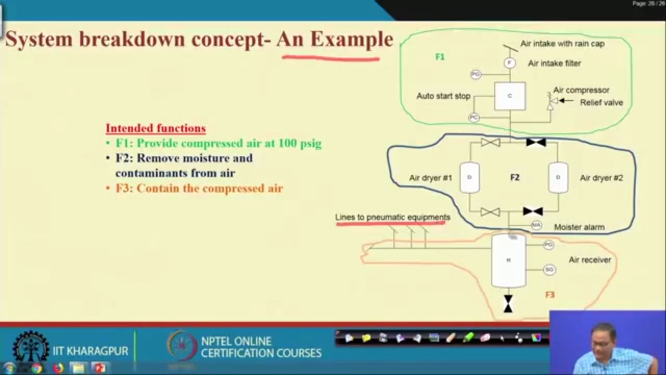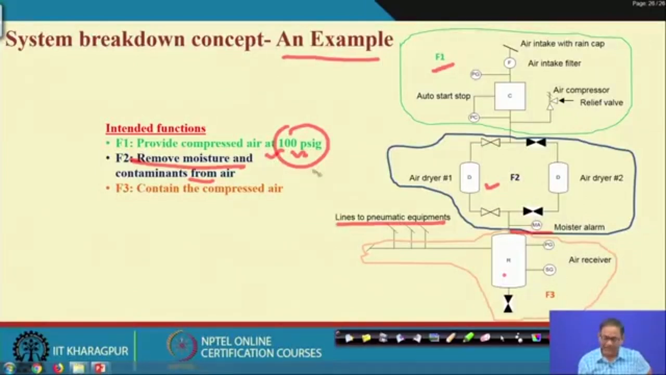Now, this compressed air has to be within a certain pressure range, and it should be moisture free, and as a result there are two functions. F1 is to provide compressed air with the desired pressure level, and F2 is to remove the moisture from it. That means the air stored here should be at 100 psig pressure, as well as moisture free, because this equipment requires air with this pressure and moisture free air. This is basically the total system.